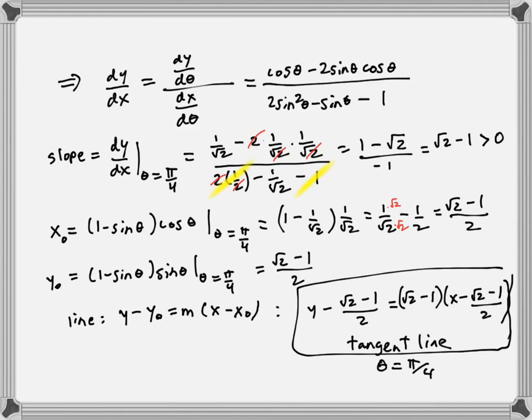Okay, the next part of this question was to find the points on the cardioid where the tangent line is horizontal or vertical. So how do we do that? We need to set this guy equal to 0. So we're going to take this equation and manipulate it a little bit. We're going to factor the top and we're going to factor the bottom on the next line.